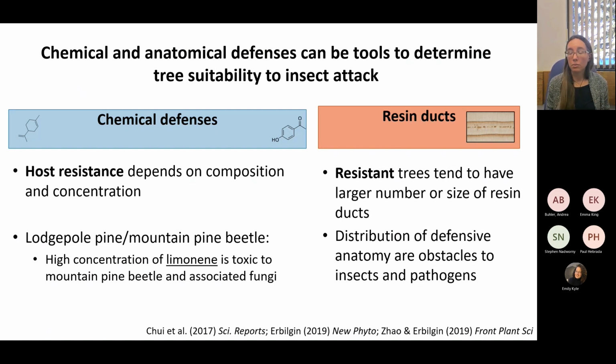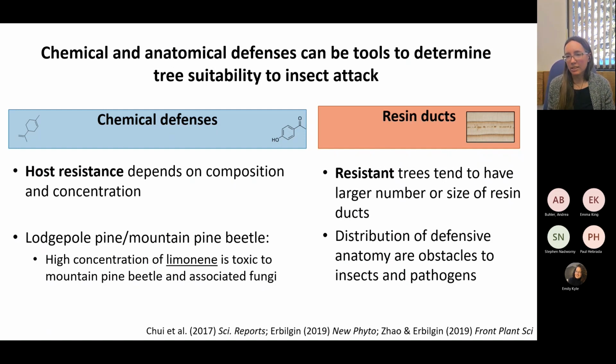So it depends on the composition of these defense chemicals, essentially the chemicals that make pine smell like pine, and their concentration that could be toxic to mountain pine beetle. There is literature that shows that limonene, a monoterpene that's pretty high in concentration in lodgepole pine, is toxic to mountain pine beetle and its associated fungi. So I'm looking for what are these chemical signatures that might indicate a suitable host versus not suitable.